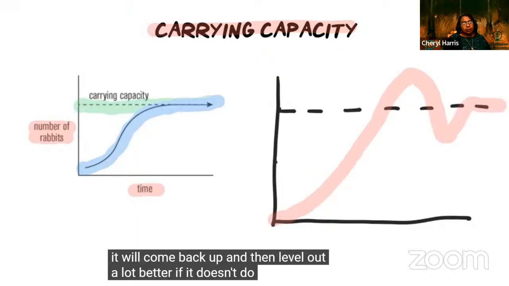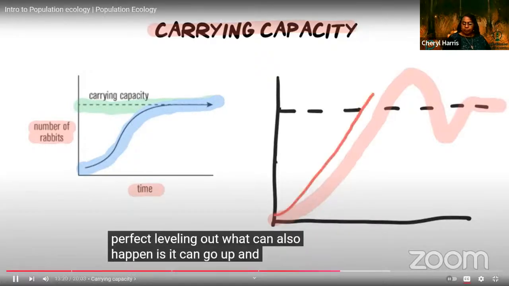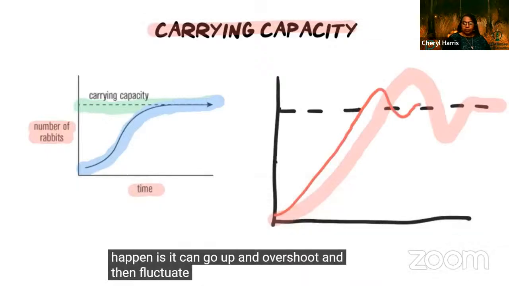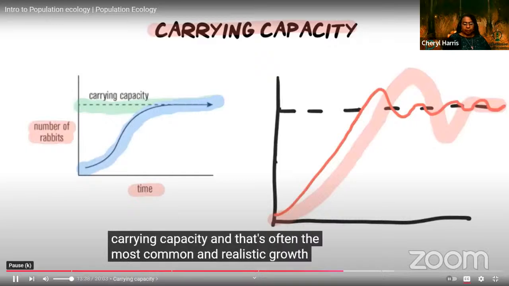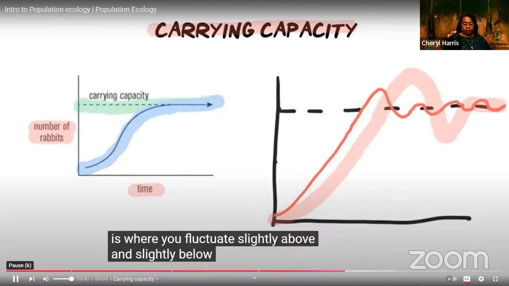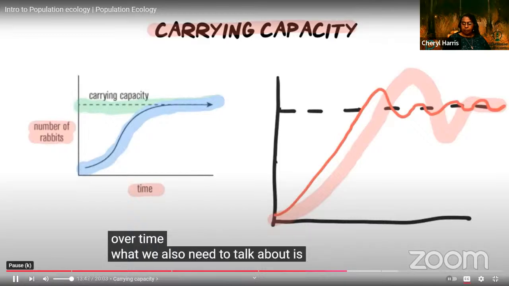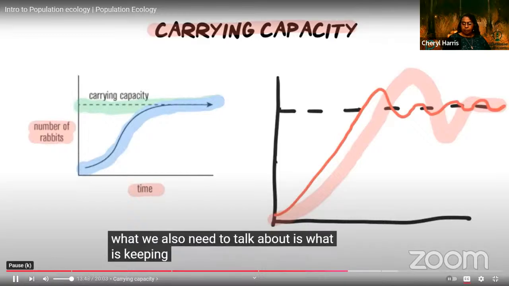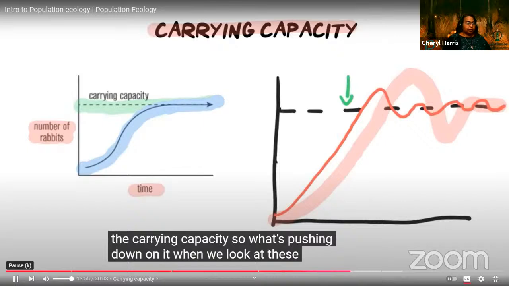If it doesn't do this perfect leveling out, what can also happen is it can go up and overshoot and then fluctuate gently around the carrying capacity. And that's often the most common and realistic growth curve, where you fluctuate slightly above and slightly below the carrying capacity over time. What we also need to talk about is what is keeping the population curve below the carrying capacity. So what's pushing down on it when we look at these diagrams?